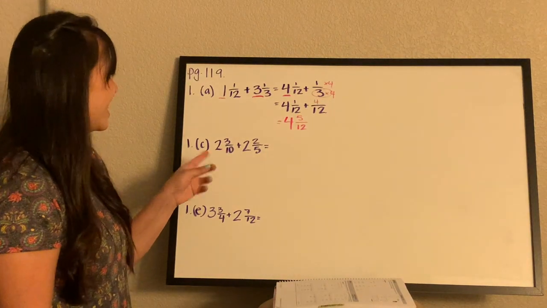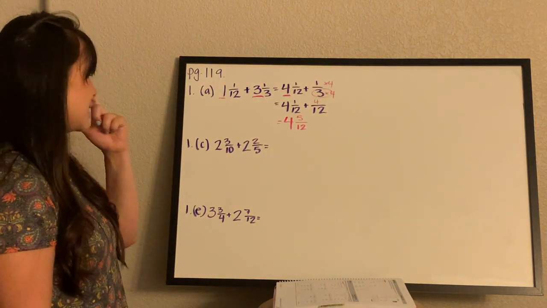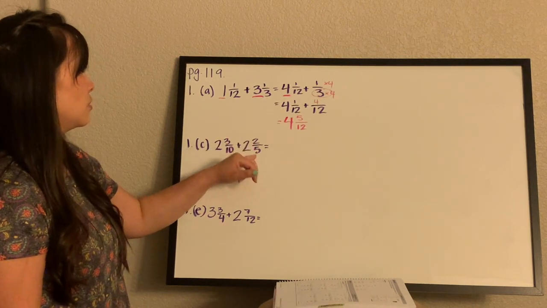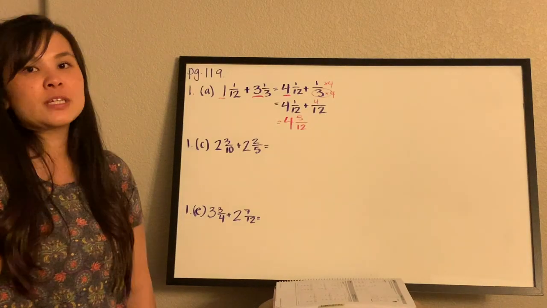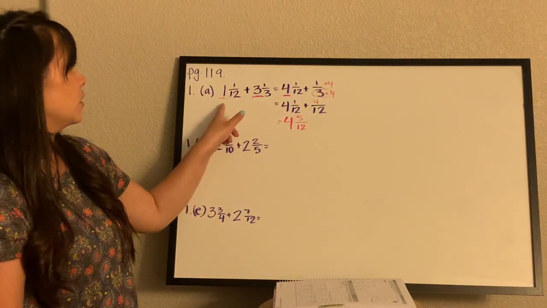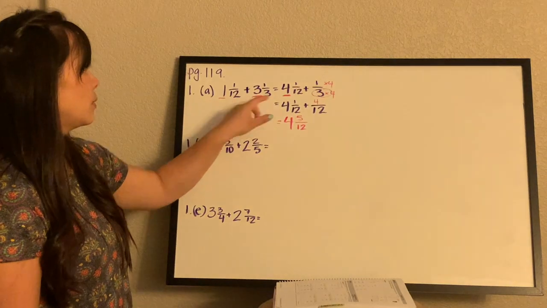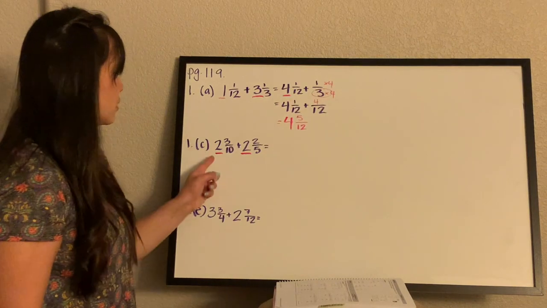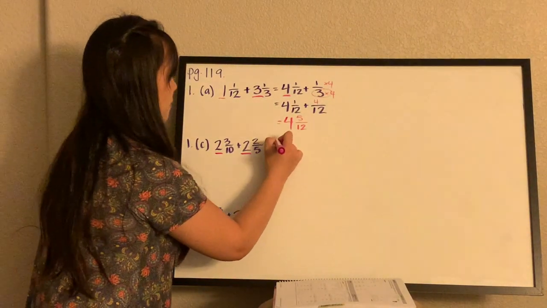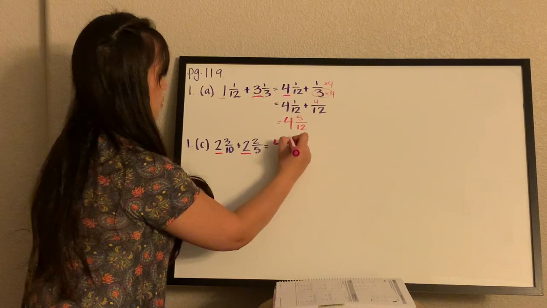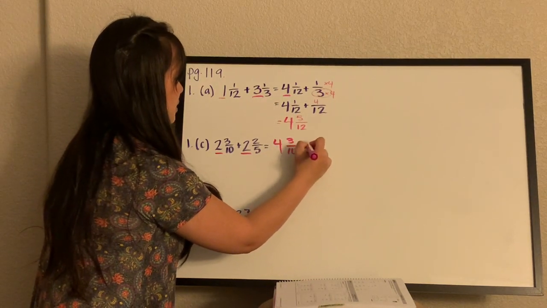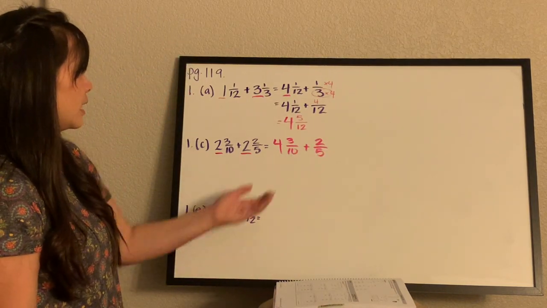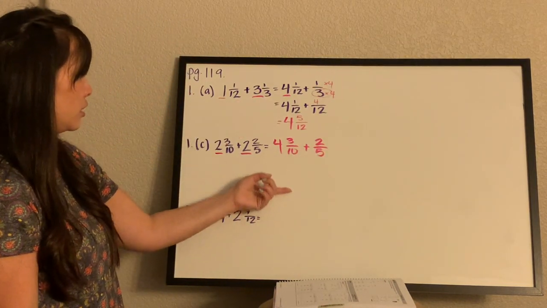All right. Now we're going to look at C, which is 2 and 3/10 plus 2 and 2/5. How are you going to set that up? If you look at this, how they set it up is they added the whole numbers together to get that 4, right? So let's add the whole numbers together. 2 plus 2 equals 4. So now it's 3/10 plus 2/5, right? That is what they did up here, and it's what we're going to do as well.